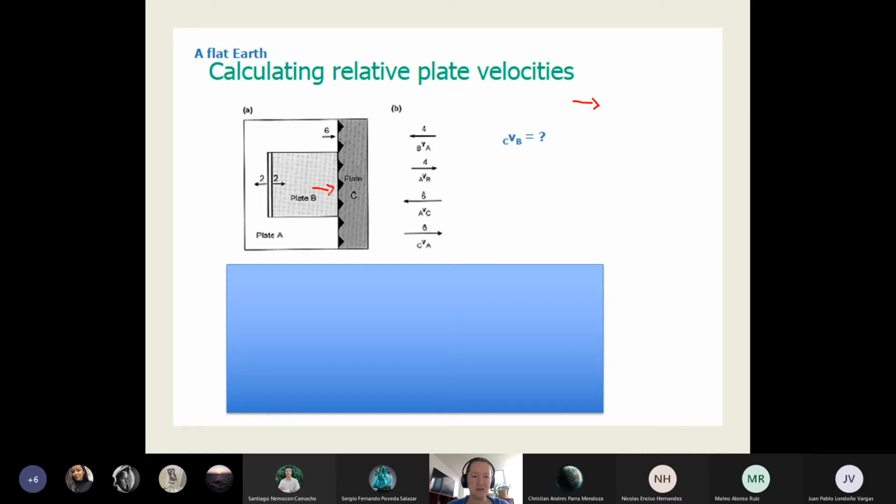See, so plate B is doing this. The question is how fast. Okay. So plate A is also doing the same thing. We know that velocity. So try it and then tell me how you did it. Because there's probably an easy way and some harder ways.